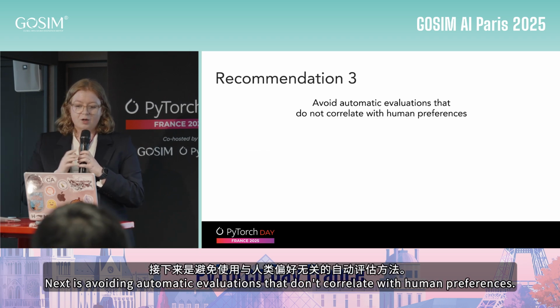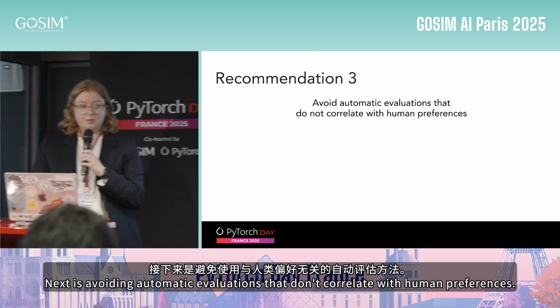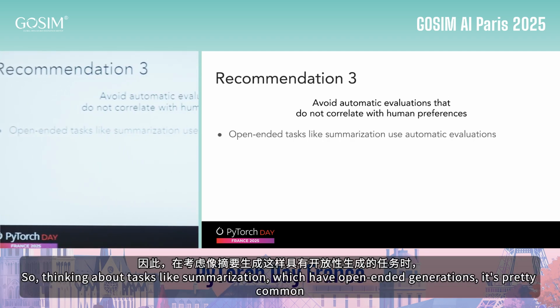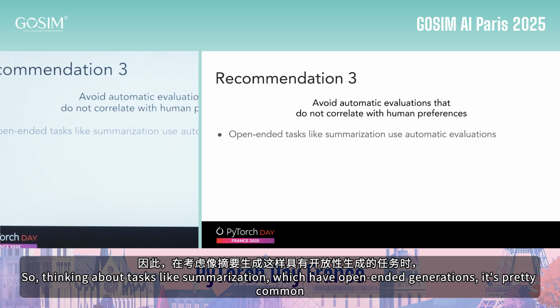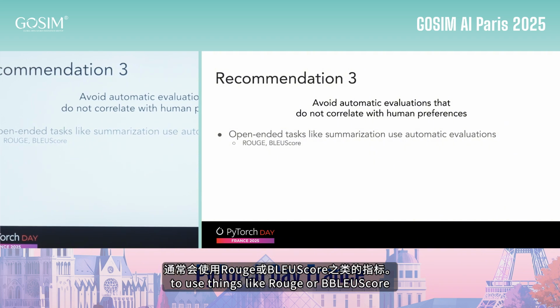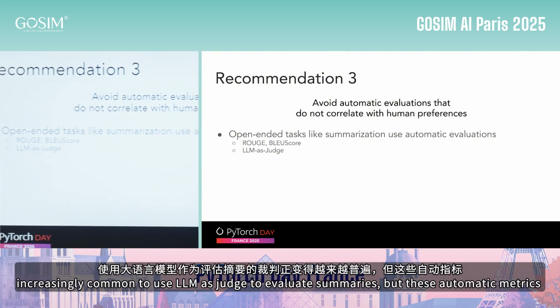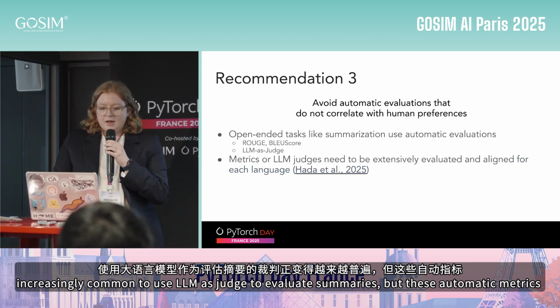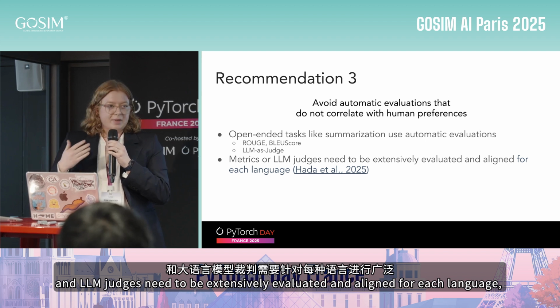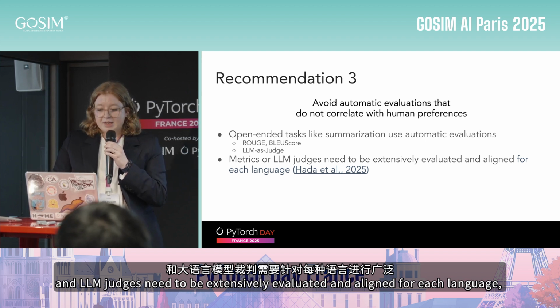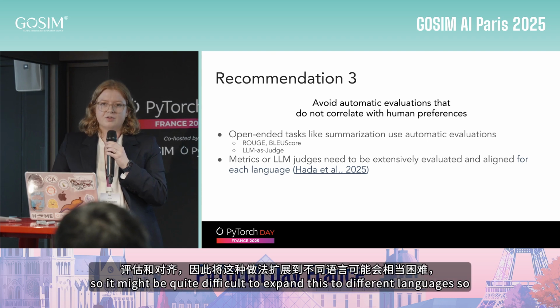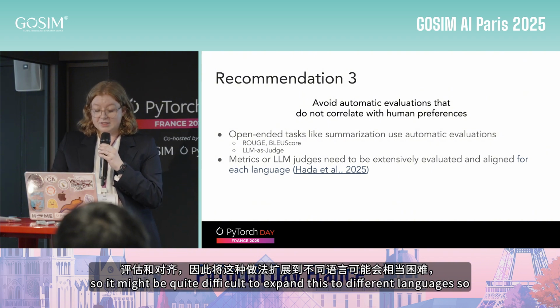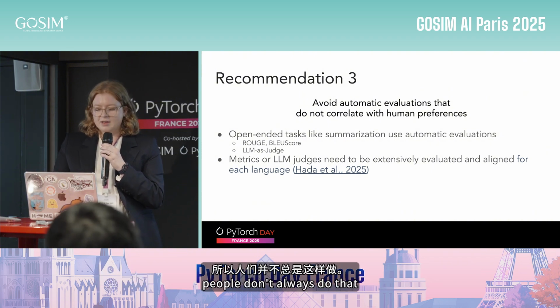Next is avoiding automatic evaluations that don't correlate with human preferences. So thinking about tasks like summarization, which have open-ended generations, it's pretty common to use things like Rouge or BLEU score. It's increasingly common to use LLM as judge to evaluate summaries. But these automatic metrics and LLM judges need to be extensively evaluated and aligned for each language. So it might be quite difficult to expand this to different languages, so people don't always do that.